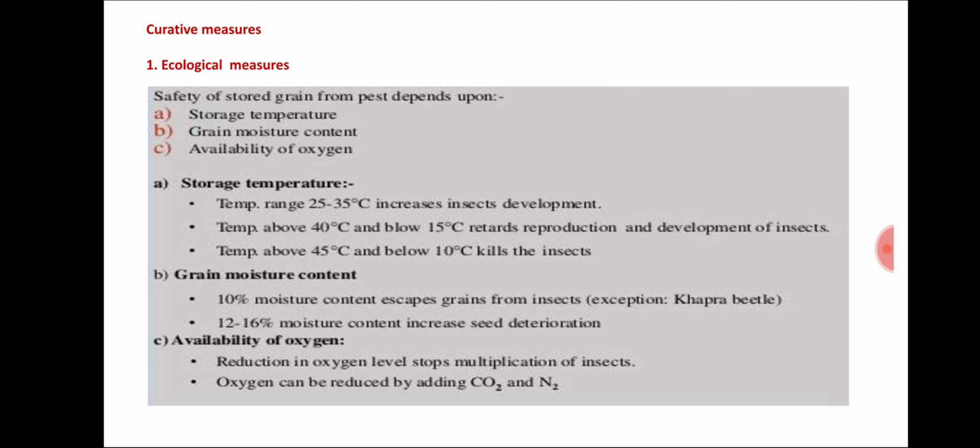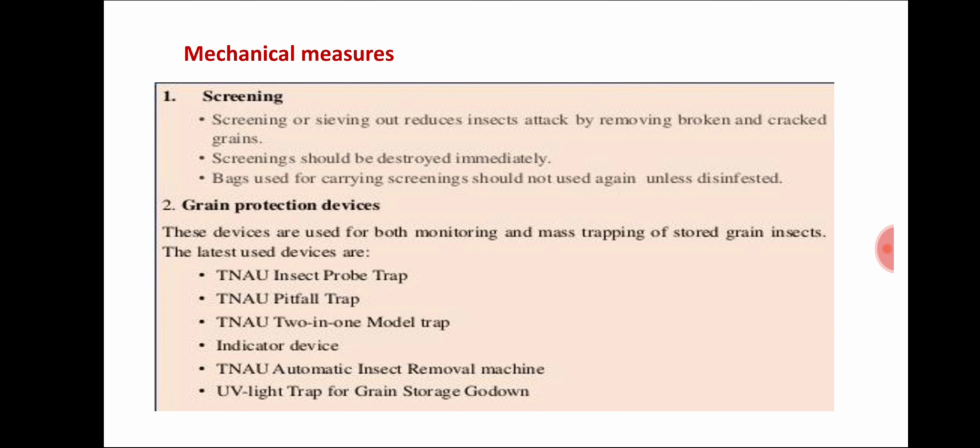Availability of oxygen: reduction in oxygen level stops the multiplication of insects. Oxygen can be reduced by adding CO2 and nitrogen. Mechanical measures. Screening or sieving out reduces insect attack by removing broken and cracked grains. Screenings should be destroyed immediately. Bags used for carrying screenings should not be used again unless disinfested.